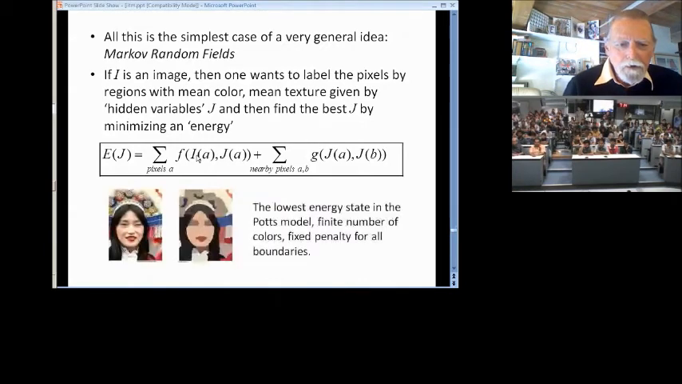Well, here's an instance of it with this Chinese girl in a festival with a tiara here, all dressed up, and some fancy stuff in the background. And this is called by physicists a Potts model, a finite number of colors, a fixed penalty for pixels being different if they're adjacent. And it does a pretty good job. It divided her hair into two regions because it didn't know this was illuminated more brightly. It didn't see the symmetry of these things at all. That's not built into this model at all. But you see, this is a beginning.